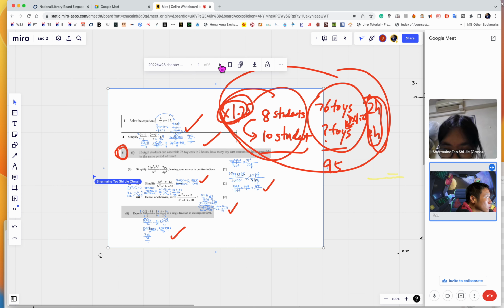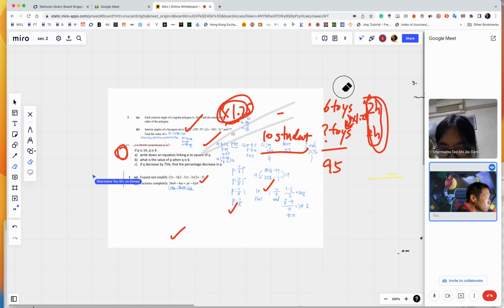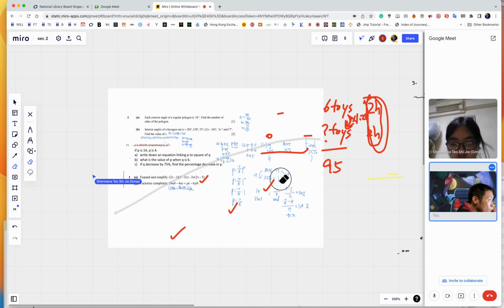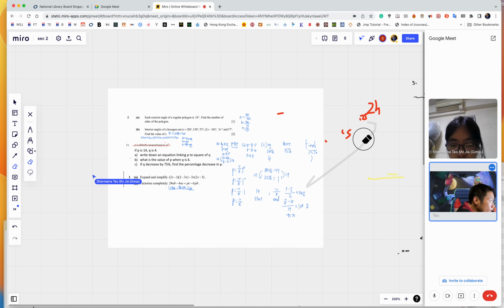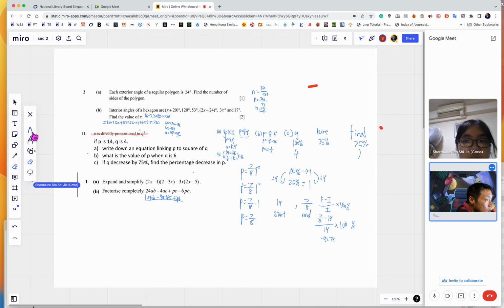How many pages? Oh, 6 pages. Wow, so many. Okay, so I click on the tool already. Does it reflect on your side already too? Okay, I want to look at 11 because 11 is the question that I want to talk about. And we talk about it.